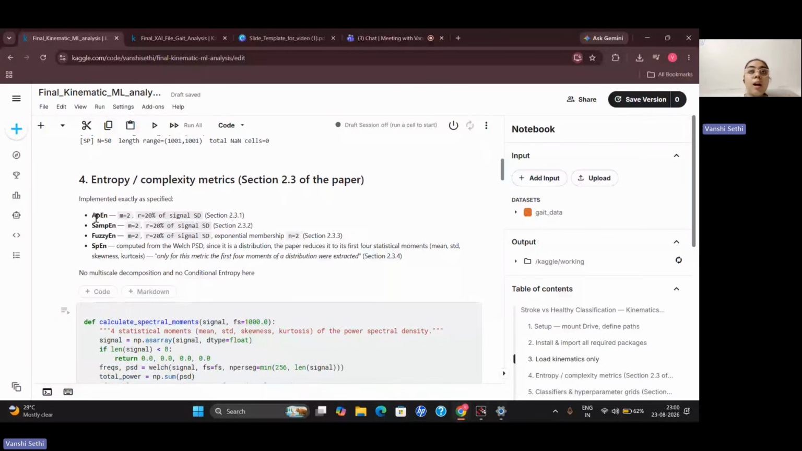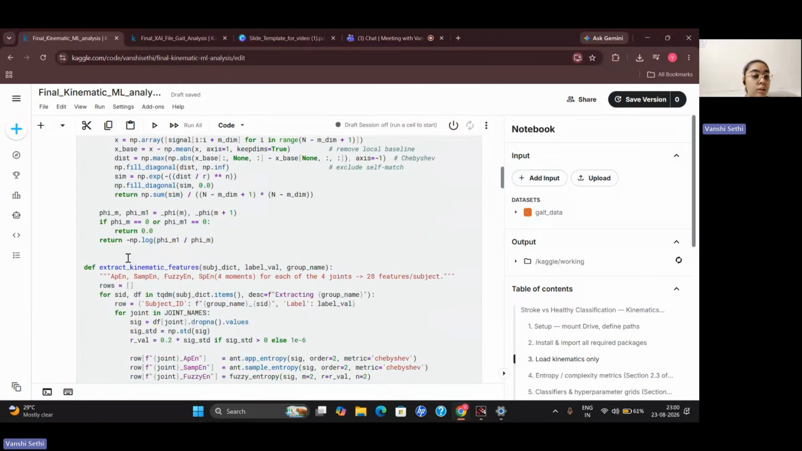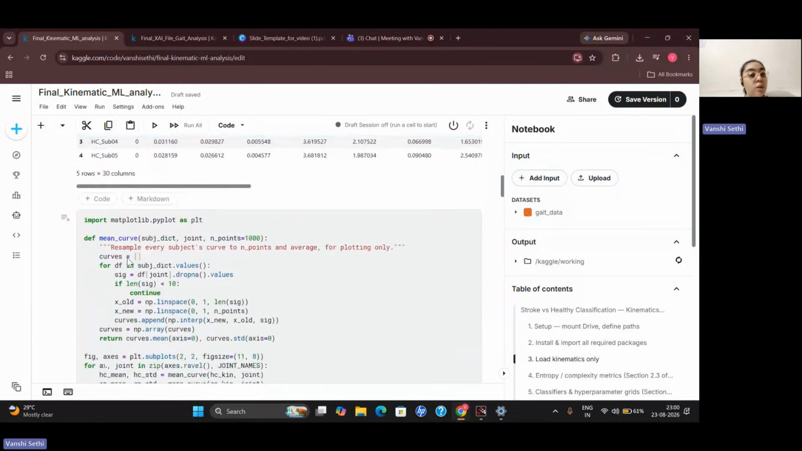And for the fuzzy one, I wrote the logic that was given as a proof in a research paper. And the last one is spectral entropy. That one used the Welch formula that was already given in scikit-learn. So I used that one also. This is how I calculated all the entropy values for each subject.